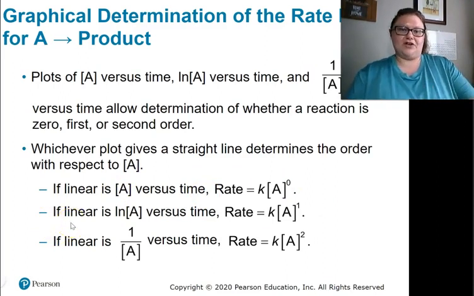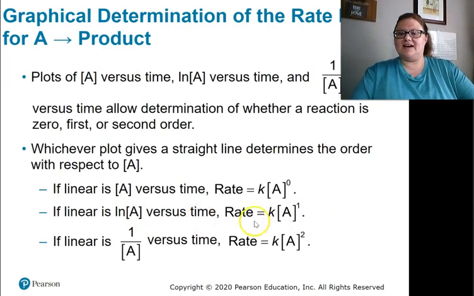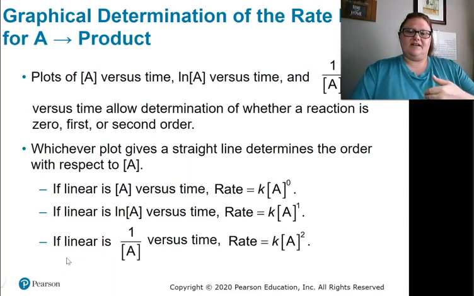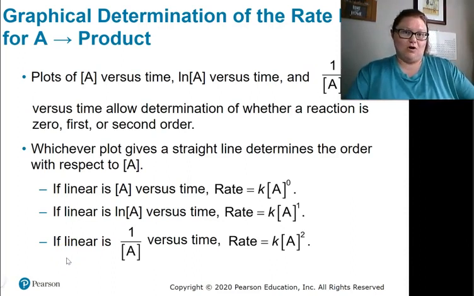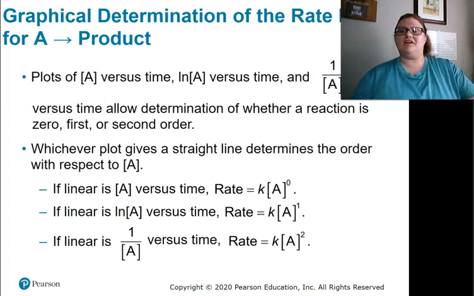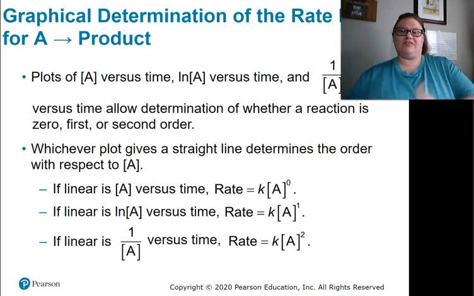If I plug in the values and I only get a linear graph when I have the natural log of concentration versus time, then that tells me it's a first order reaction. And if the first two options don't work and I don't get a straight line, but I try to plot the inverse of the concentration versus time, and then I get a straight line up here, then that confirms a second order reaction. So it's just another way to look at the graphs and a possible question that you could be asked: what would you expect to see in a graph for the different types of orders?